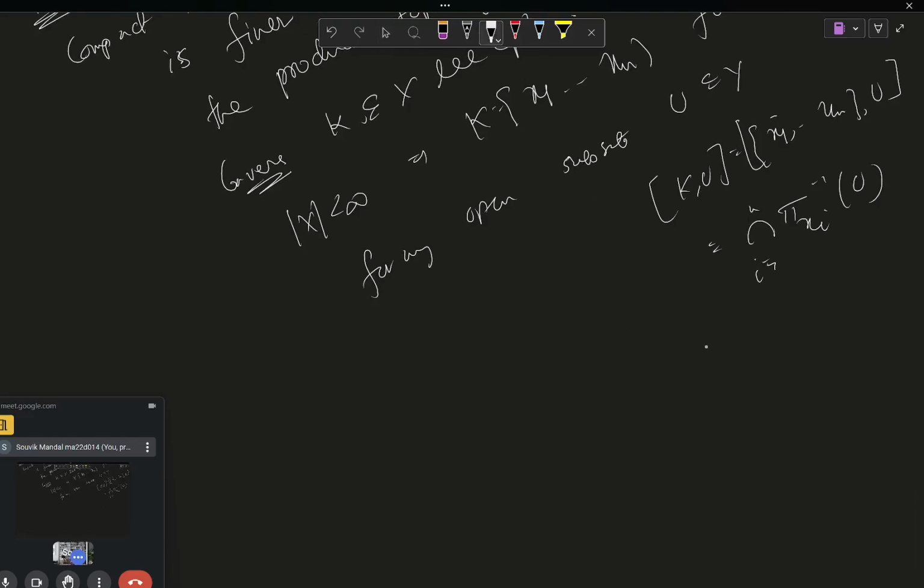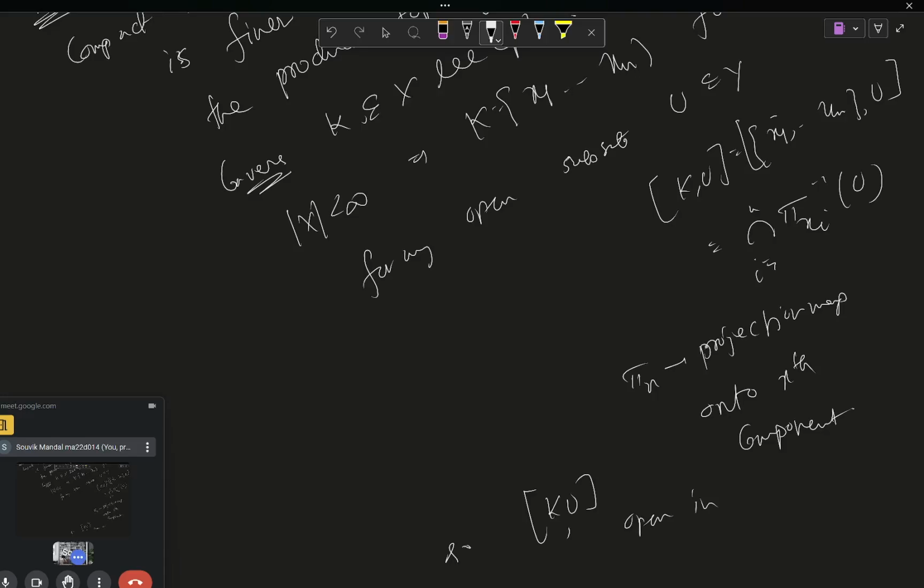Here phi_x is the projection map onto the x-th component. Okay, so this is the argument. So this tells that the bracket [K, U] is open in the product topology of Y to the power X.